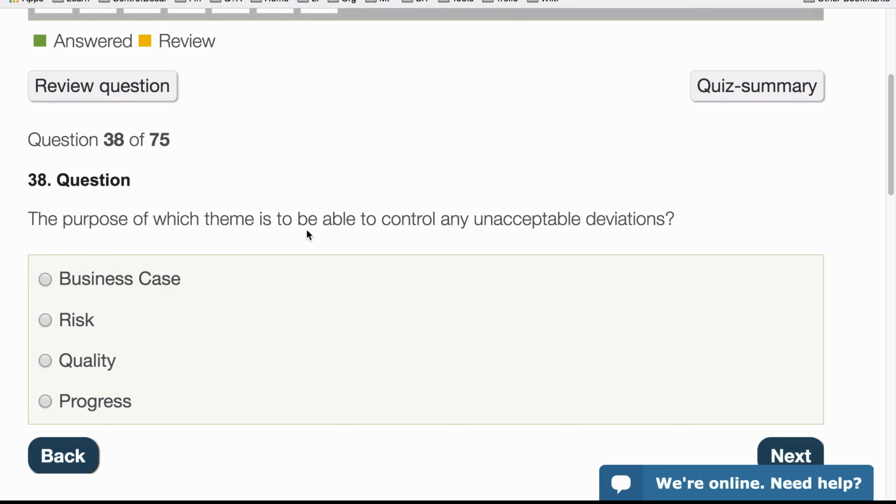The purpose of which theme is to be able to control any acceptable deviation? We can look at business case, risk, quality, or progress. Well, it's not the business case. Risk, maybe, because we have unacceptable deviation. Quality, no. And progress, that sounds very good because the progress theme is about setting up controls to basically monitor the whole project and to report when things are going wrong. So, control unacceptable deviations, that's definitely the progress theme.